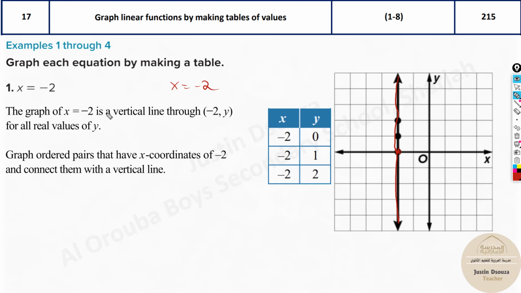Now, what they are saying over here is the graph x equals minus 2 is just a vertical line. Yes, it's a vertical line for all real values of y. Okay, so you can make this table and graph it up. This is an easy one. Let's look into other problems.